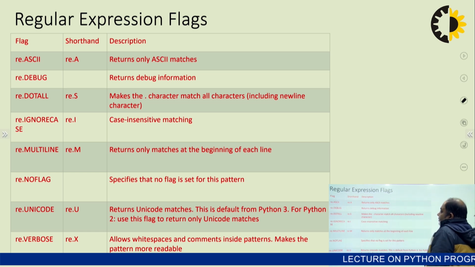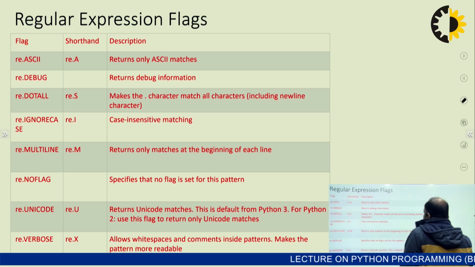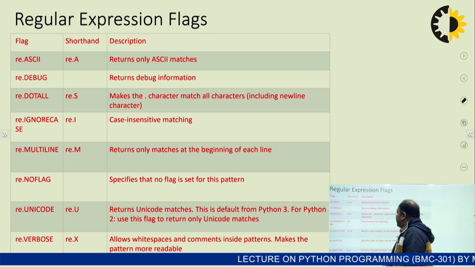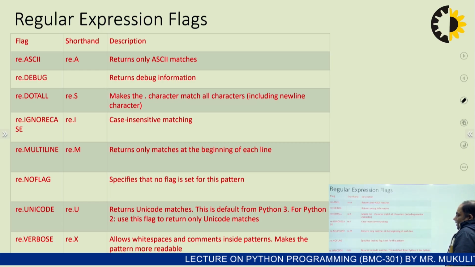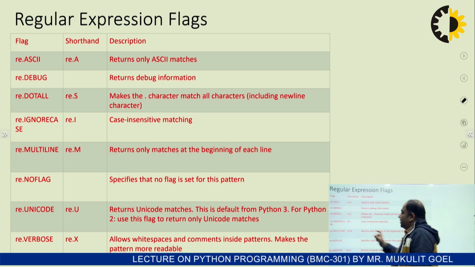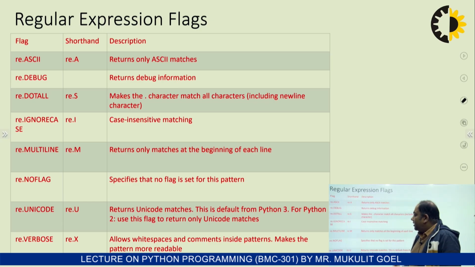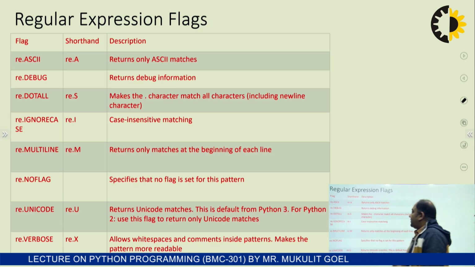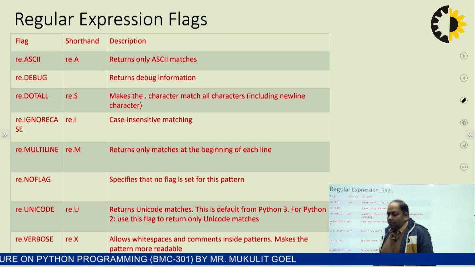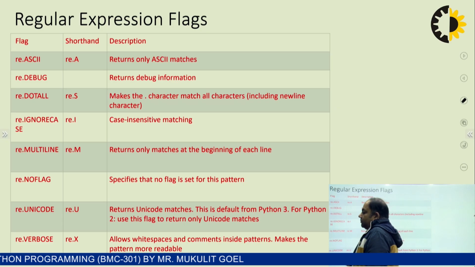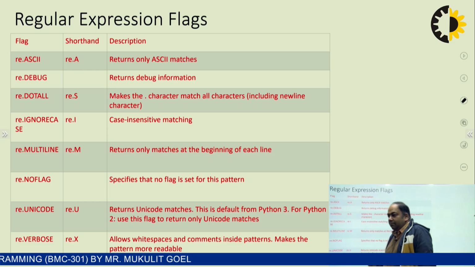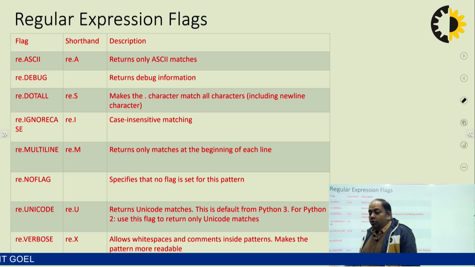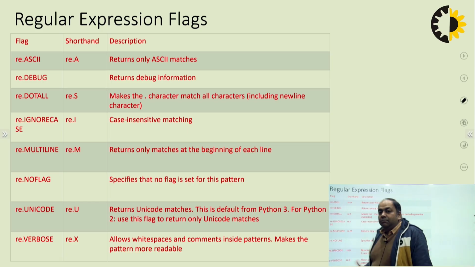re.DOTALL has a shorthand re.S, and it makes the dot character match all characters. For ignore case, we use I, and it means it should match case-sensitively. Like if I use my name Mukul, and in the form it is written that it should be in capital letters, then it should match with the capital letters only, and I will not use my name in small letters. So if in small letters, then it will show an error.